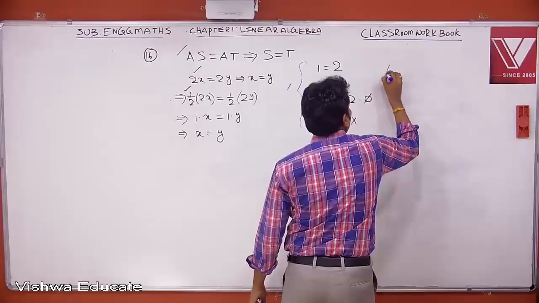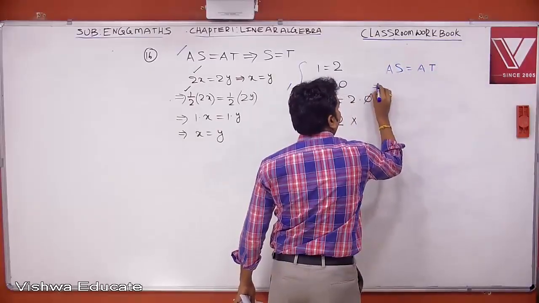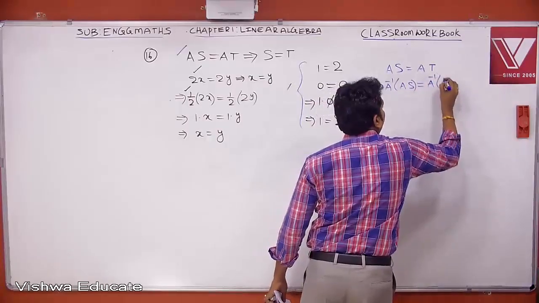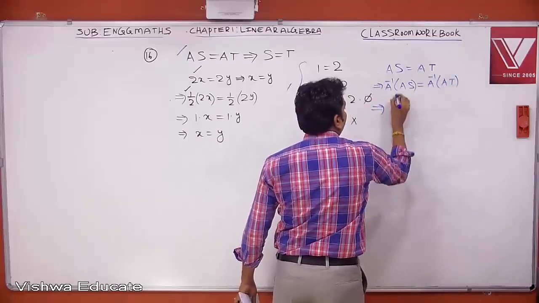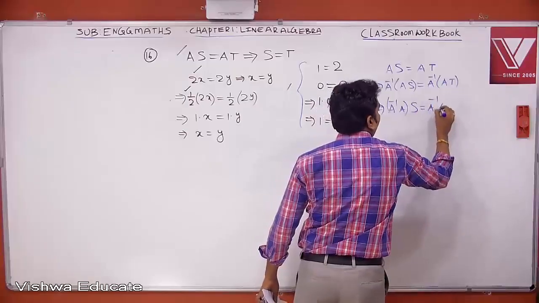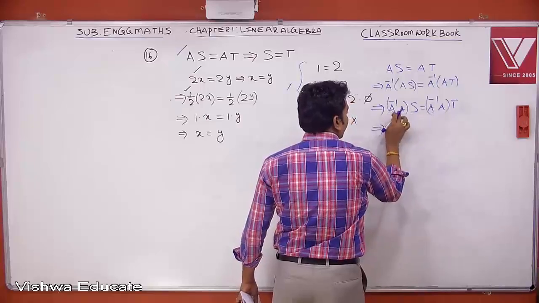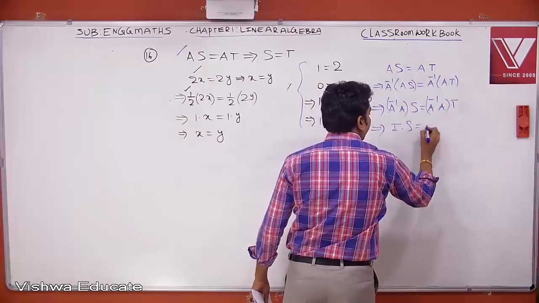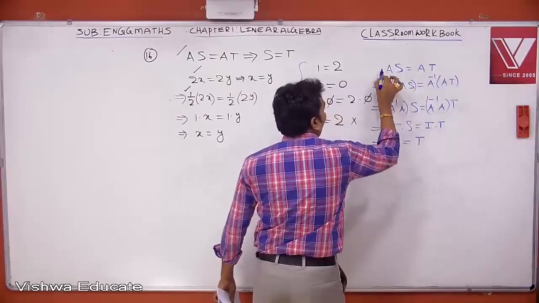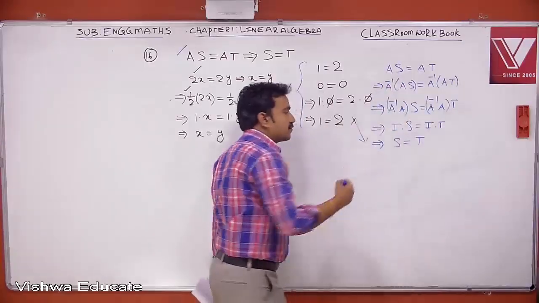So, what is my equation? A into S equal to A into T. Just multiply this equation on both sides by A inverse. A inverse into A into S equal to A inverse into A into T. This is by associative law. When a matrix is multiplied with its inverse, you will get the identity matrix. I into S equal to I into T. I into S equal to S, I into T equal to T. Therefore, from this, we got S equal to T only if it is multiplied with A inverse.